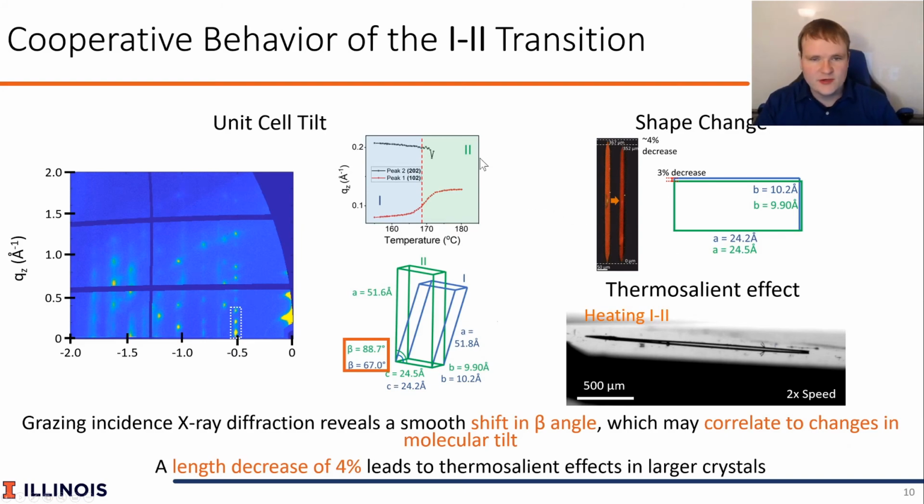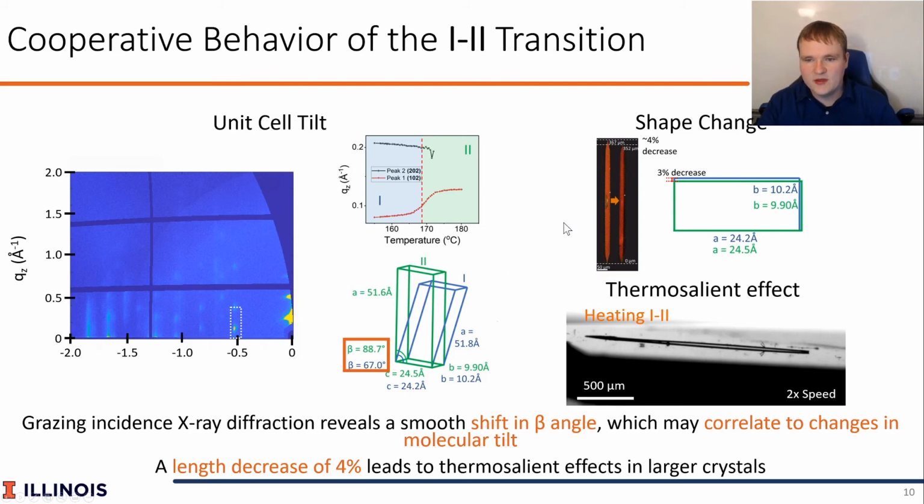So I want to look in more detail at the cooperative behavior of the 1 to 2 transition. We were able to track the structural changes using grazing incidence X-ray diffraction. And you can see that there's a smooth motion of these peaks from polymorph 1 to polymorph 2. This is indicative of that displacive type transition. And at the same time, we were able to extract a unit cell for both polymorph 1 and polymorph 2, and we can see that the main change is in this beta angle, which is representative of that tilt of the molecules with respect to the BC plane.